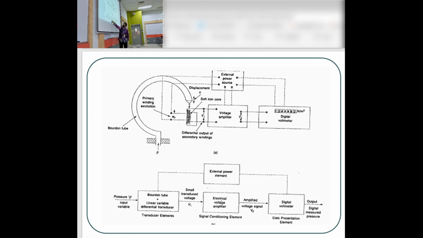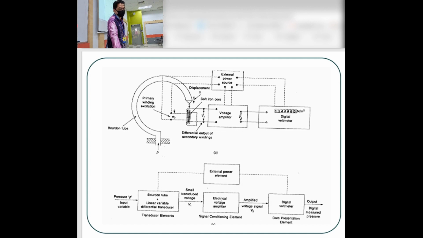To power up the digital voltmeter. Still don't have processing here, because the data presentation requires electric, so it needs to have external power. This one we call auxiliary elements. Still not involving processing yet, because it's the value straight away from the Bourdon tube, from the pressure. Pressure increases, it shows the same value in the digital meter. The only thing is the digital side uses electrical.